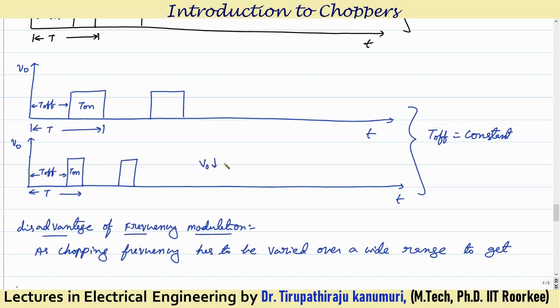In this case, what will happen to the average output voltage? The average output voltage is decreased. If you want to increase the average voltage, you have to increase the on period time. So using this, we can control it. So here T off is maintained constant.